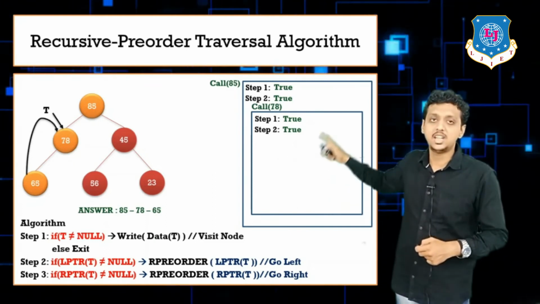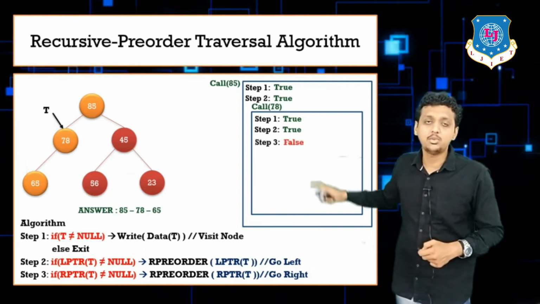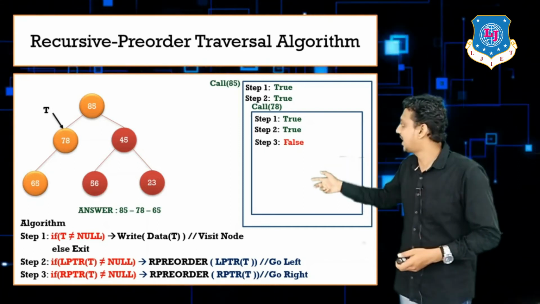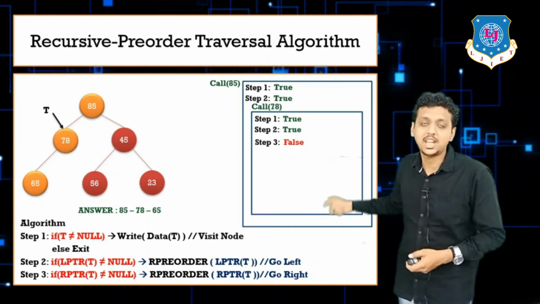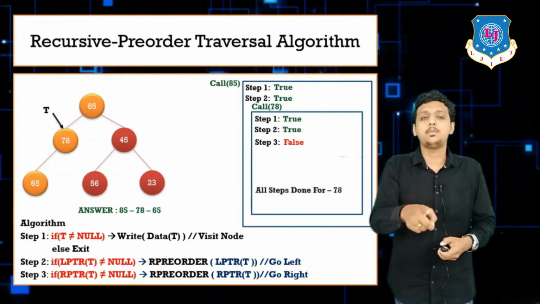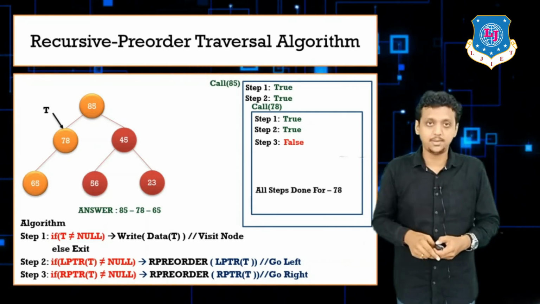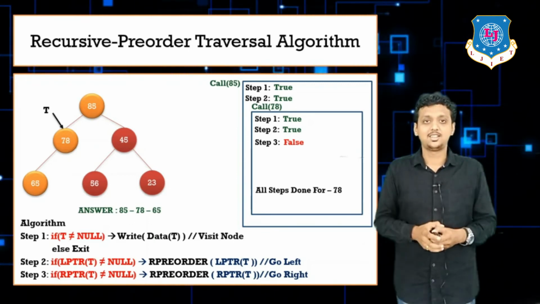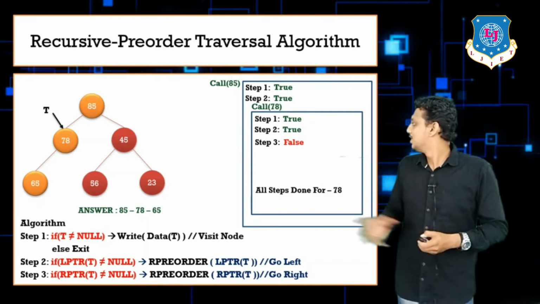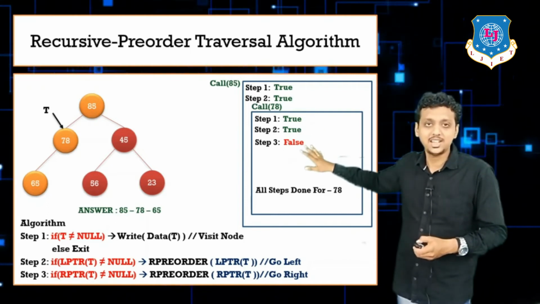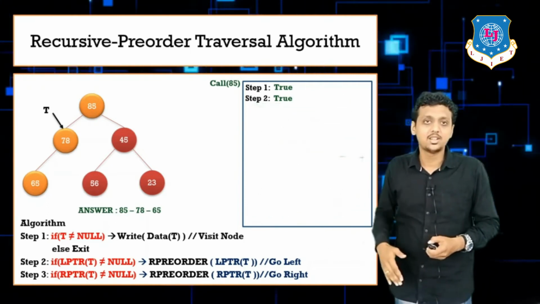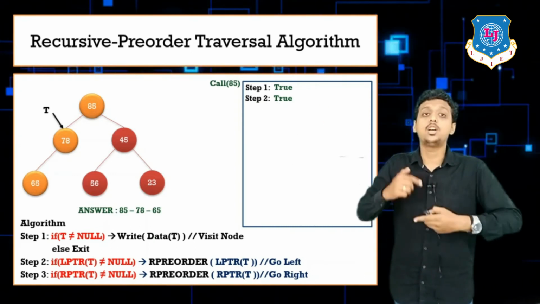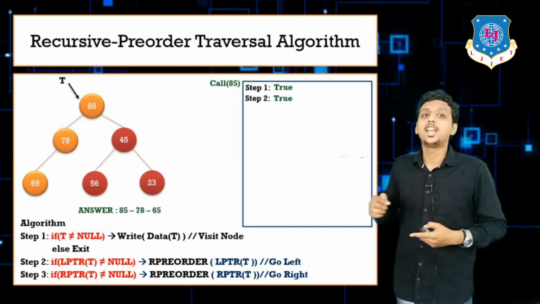T is pointing to 78 now, and you are going to write down step number 3, which is RPTR of t. That becomes false again because there is no node on the right side of 78. That's why all steps for 78 are completed successfully. So this function call is completed for 78. I'm just removing this function call and control gets back to 85.